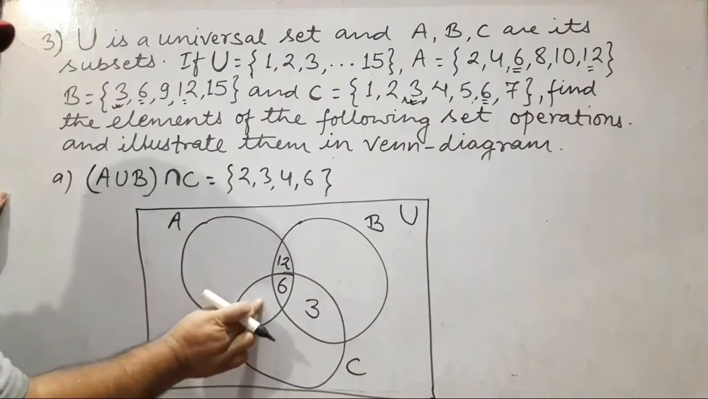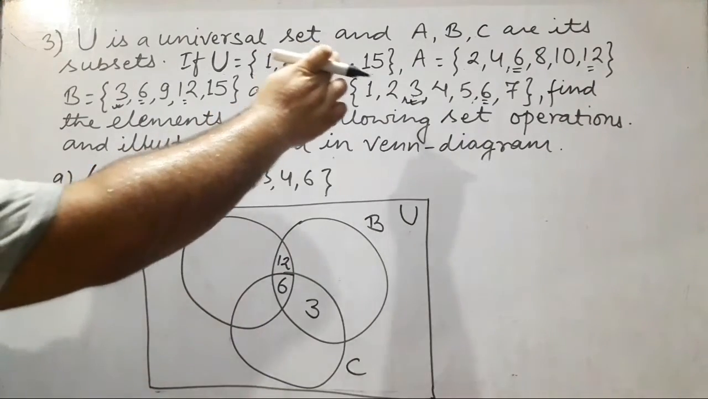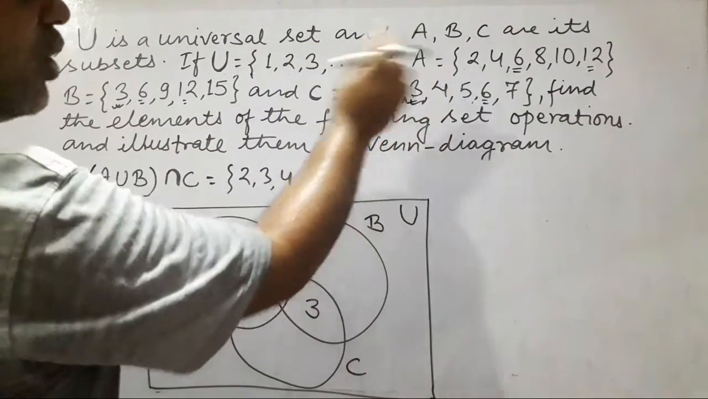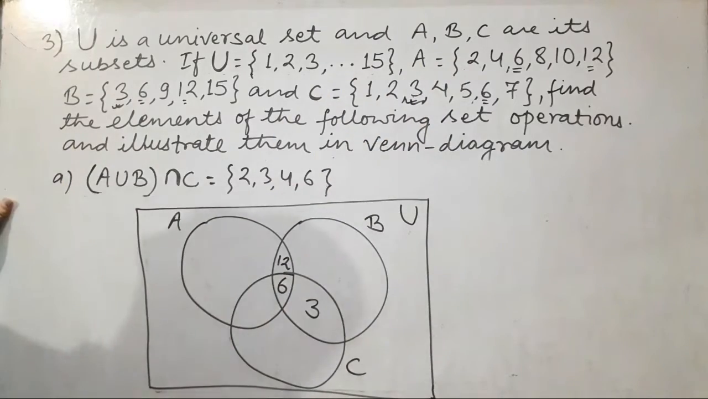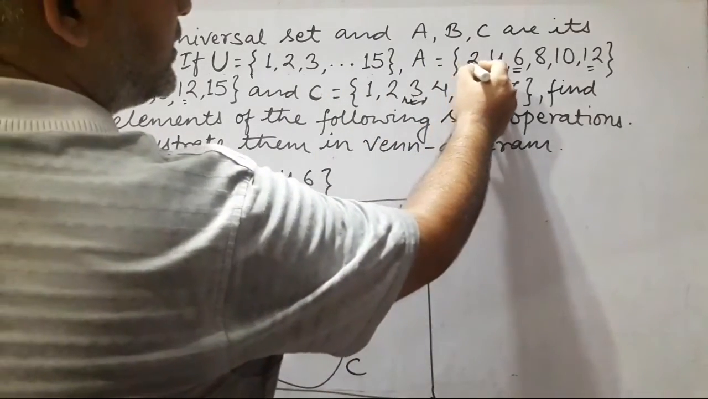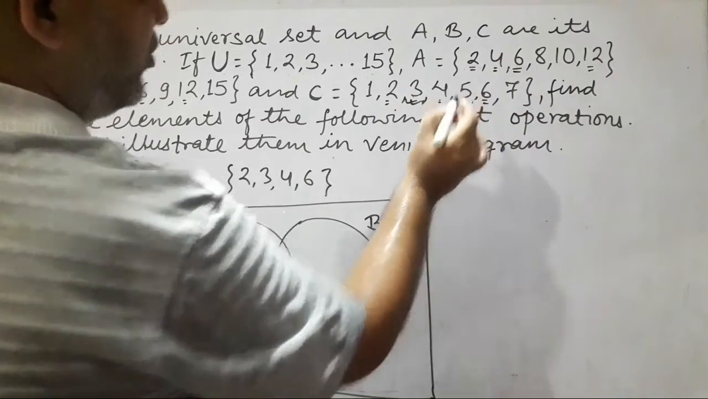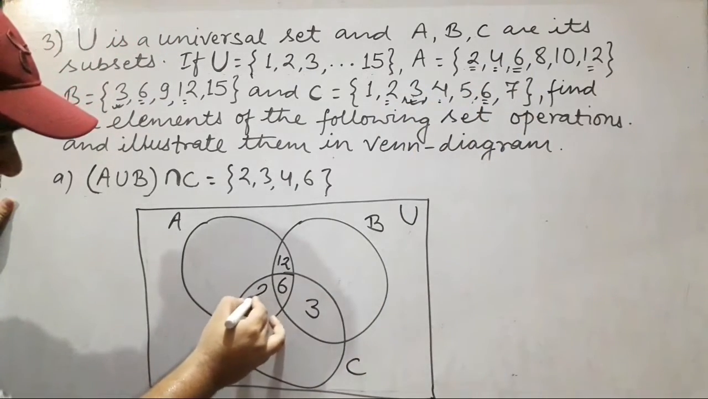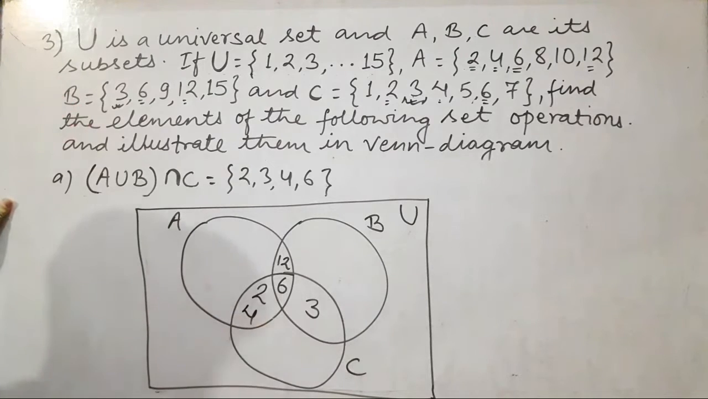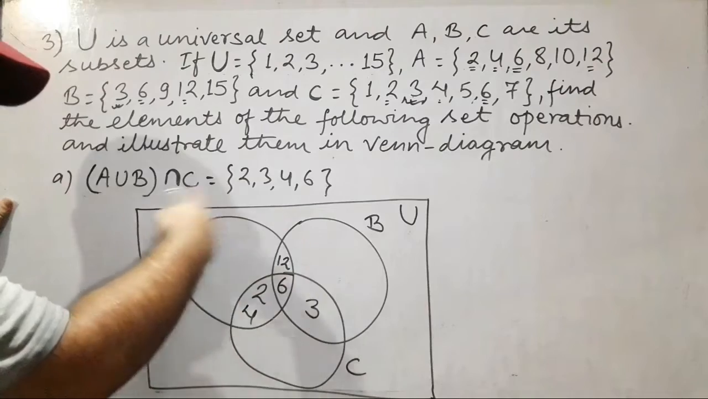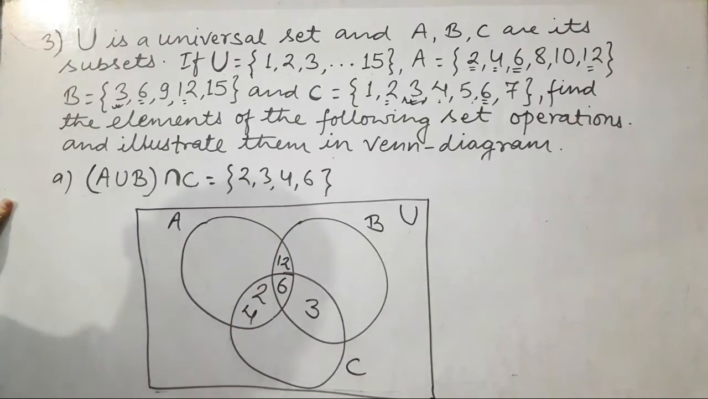Now let us fill here. Are there any elements lying in the intersecting part of only A and C but not in B? Yes, I can see there are two elements, 2 and 4. So I should fill here with 2 and 4. Now it will be easy for me to fill the elements of sets A, B and C.